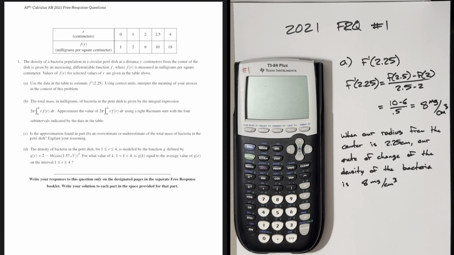We haven't even used the calculator yet, so I assume that on these later parts they're going to use it a ton, but we'll see if that's true or not. Let's look at part B.